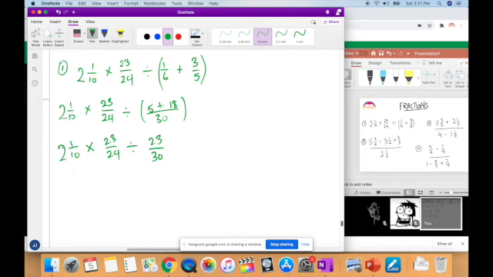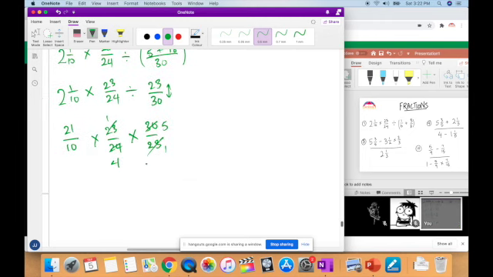So what I could do is switch this to an improper fraction. So 10 2s are 20, that's 21 over 10, multiply by 23 over 24. And since this is divided, I could put a multiply one time and then invert this. So it'll be 30 over 23. I could see there that the 23s will cancel to give me 1. I could see here that 6 4s are 24 and 6 5s are 30. So now it's a much simpler problem here.